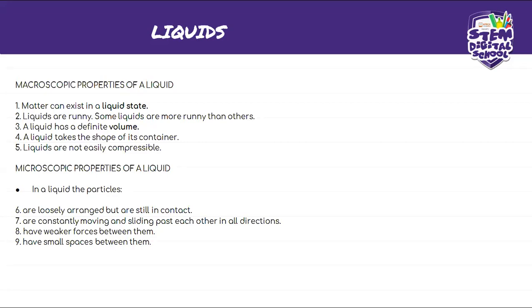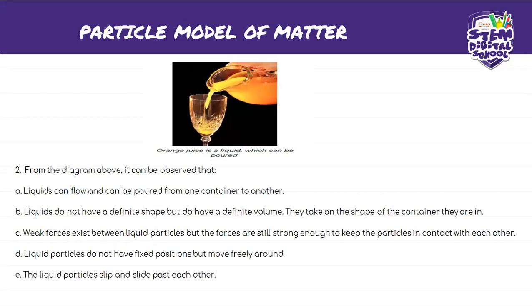All right, now let's look at the microscopic properties of a liquid. In a liquid, the particles are loosely arranged but are still in contact. We don't see that, but this model can explain it to us. They are constantly moving and sliding past each other in all directions, have weaker forces between them, and have small spaces between them.